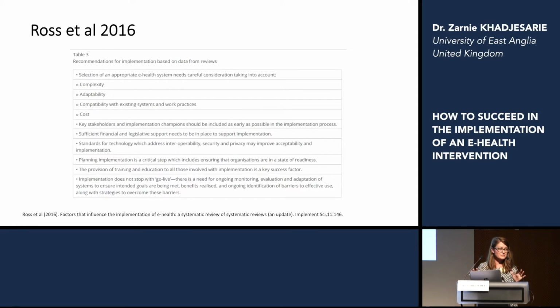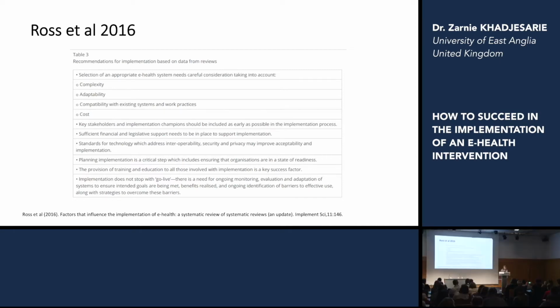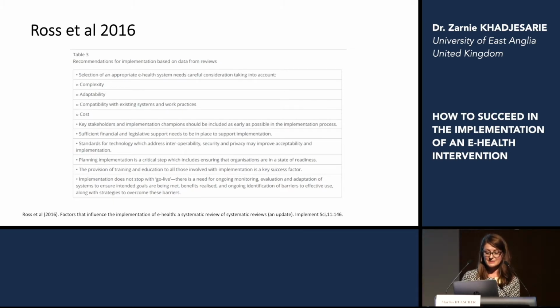Once they'd collated all this information on the barriers, they came up with various different recommendations for implementing e-health interventions. They mentioned that complexity, adaptability, compatibility with existing systems and work practices, and cost were all important in the selection of an appropriate e-health system. It's important to involve key stakeholders and implementation champions as early as you can in the implementation process, that you need sufficient financial and legislative support, that standards for technology which address interoperability and security are important, planning implementation again is important, as is the provision of training and education, and that it's important not to stop thinking about the implementation process from the point at which you go live. So there's lots of information there, lots of potential, what we call implementation strategies.